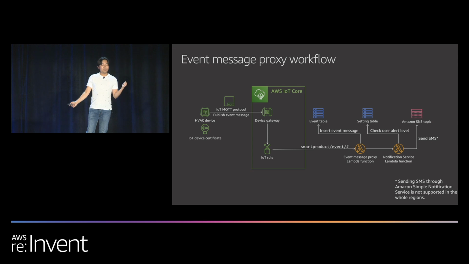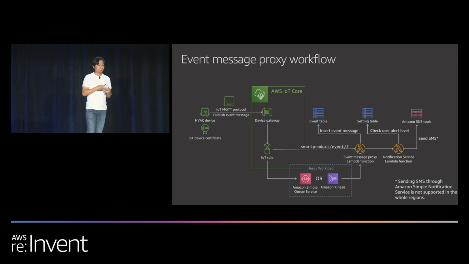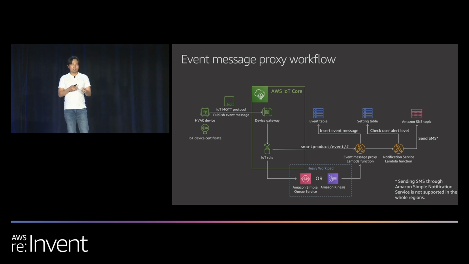But what if you have a lot of events to send from your devices? Your Lambda function has a possibility to be throttled if you have a lot of devices and your devices are sending a lot of messages to AWS IoT Core. In that case, you can put Amazon Simple Queue Service or Amazon Kinesis in between the IoT rule engine and the event proxy Lambda function so that you can give some buffer to the Lambda function, so that your Lambda function cannot be throttled easily.